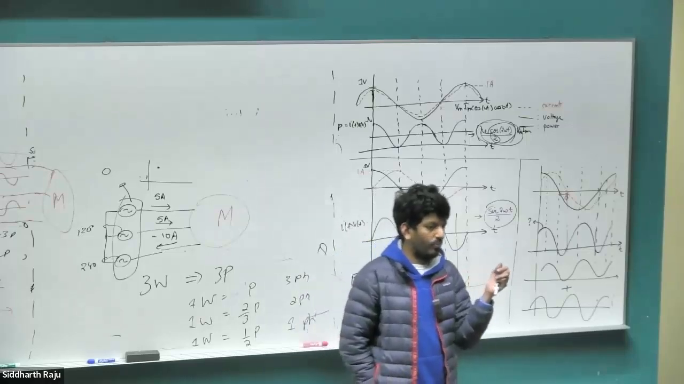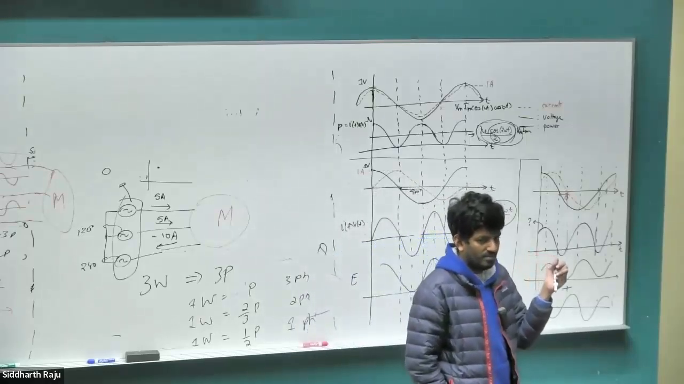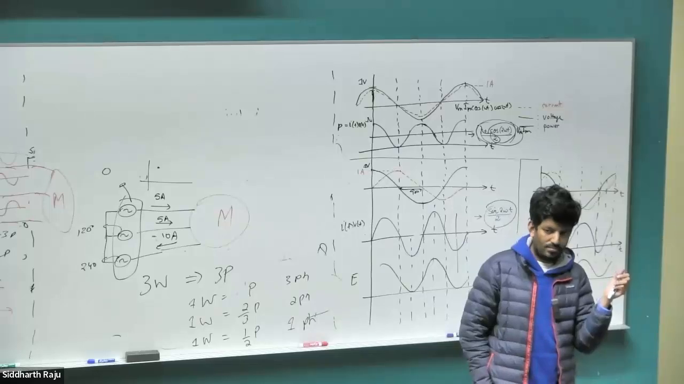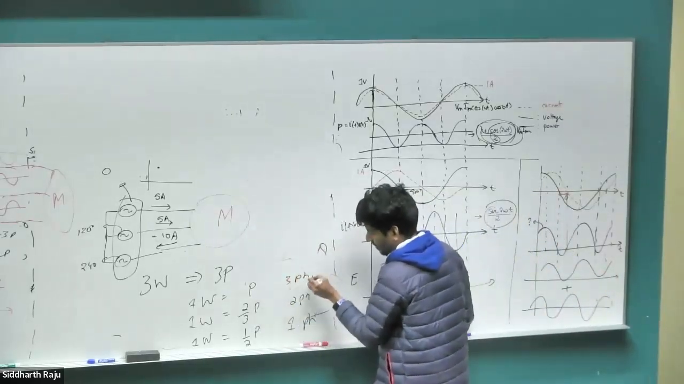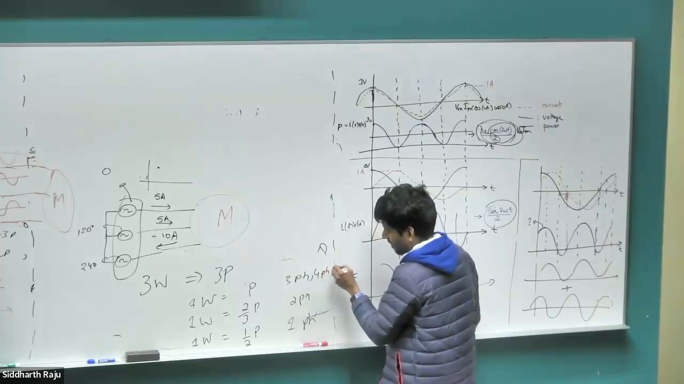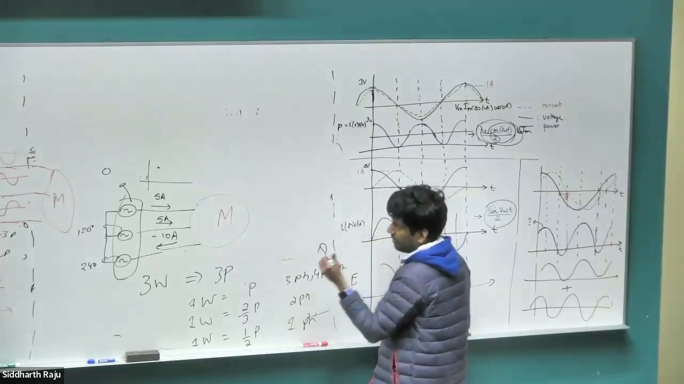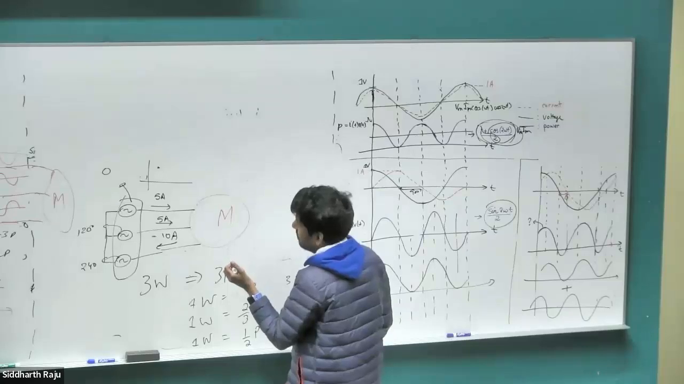What will happen if I go to 4-phase, 5-phase, 6-phase? This is the upper limit. So you can go to any polyphase greater than 3, 4-phase, 5-phase. Because the idea is how many wires do you need for a 5-phase system?